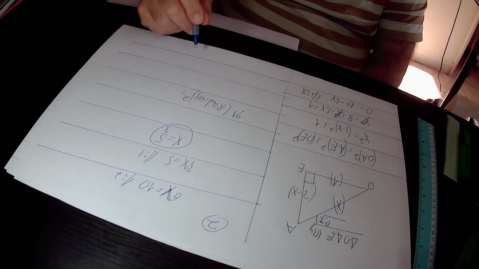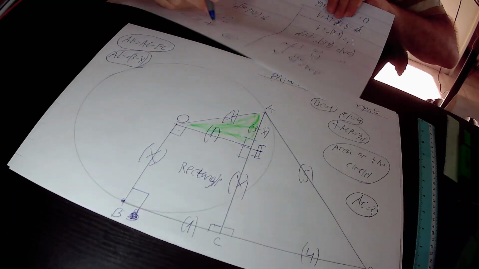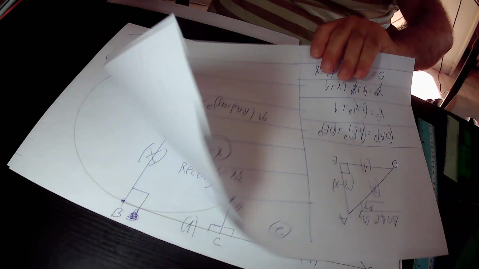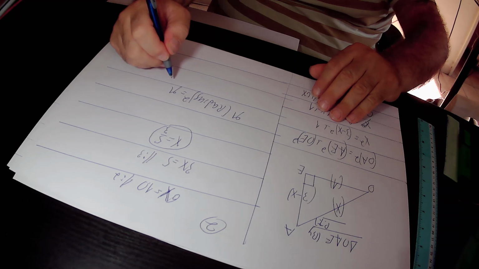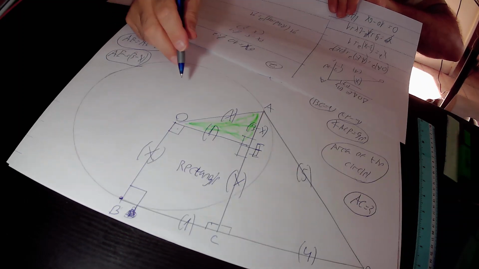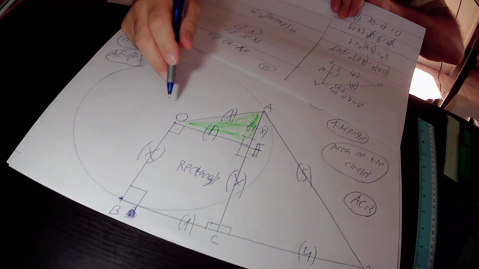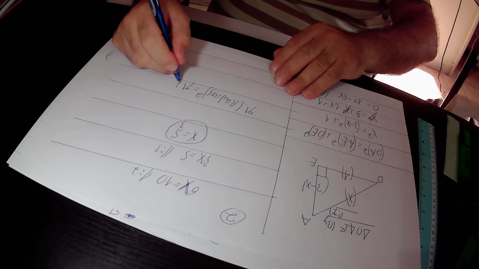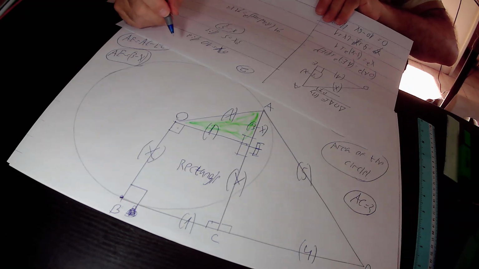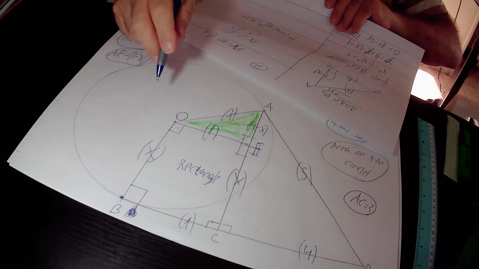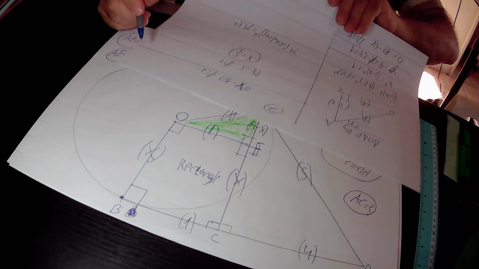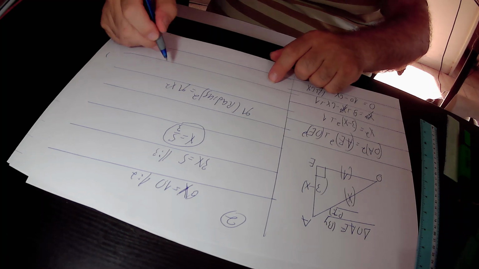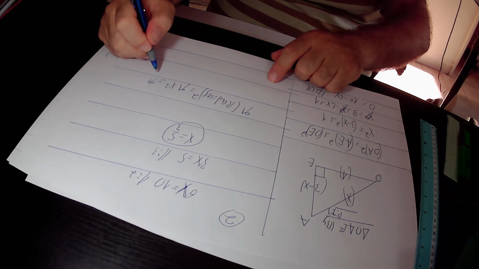And therefore, the area of this circle must be equal to pi times the radius of this circle squared. The radius of this circle is x. Therefore, the radius squared is x squared. So in total, we found out that the area of the circle is equal to pi x squared. So it is pi times x squared.